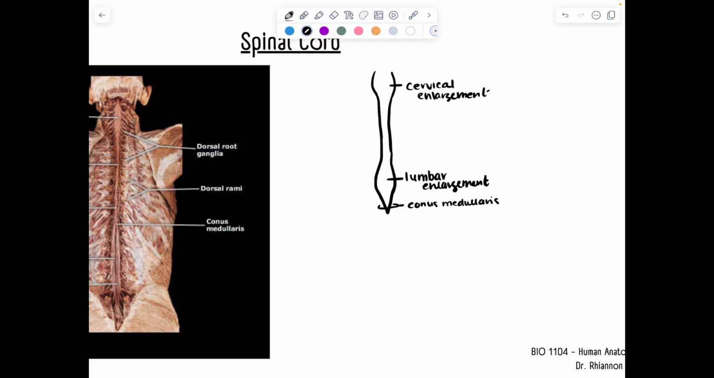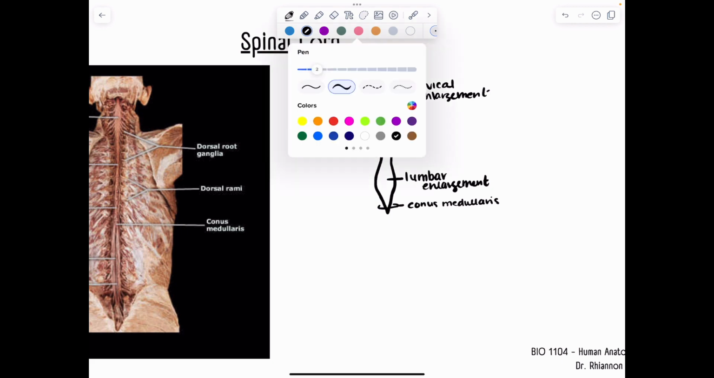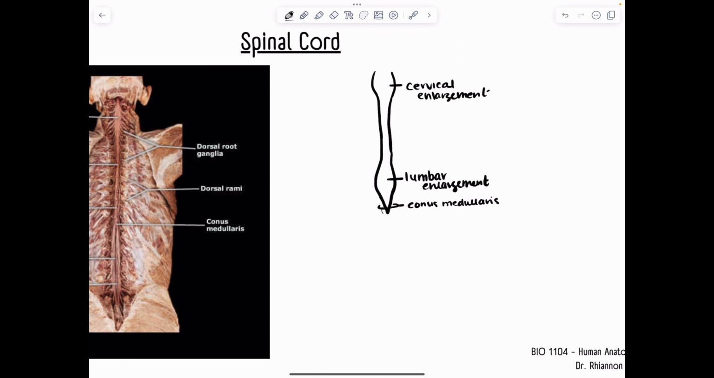But we still need nerves to get down to the legs and such, right? So what happens is at the end, at conus medullaris, we have a whole bunch of nerves that come out of it. So I kind of draw them like a tail, and that is because its name is horsetail, or the cauda equina. So the collection of nerves after the conus medullaris at the end of the spinal cord is known as the cauda equina.